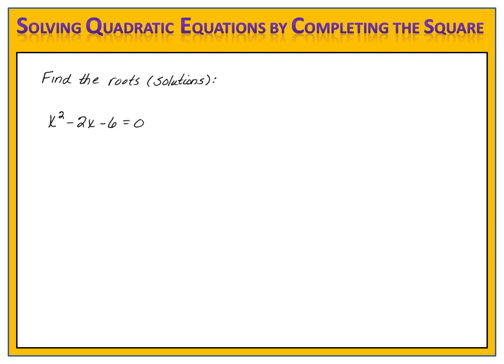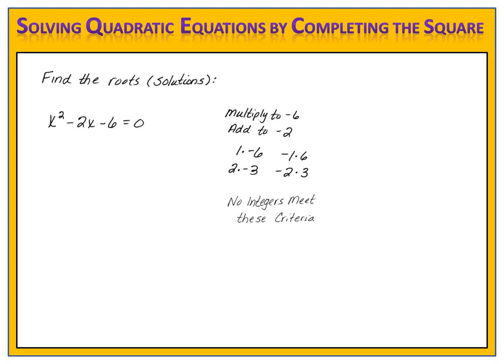Take a look at this equation. x squared minus 2x minus 6 equals 0. When I try to factor this, I'm looking for numbers that multiply to negative 6 and that add to negative 2. I can list out 4 pairs of numbers that multiply to negative 6. But when I look at them, none of those pairs add to negative 2. There are no integers that meet both criteria. The trinomial can't be factored, so we cannot solve by factoring. We have to use another method.